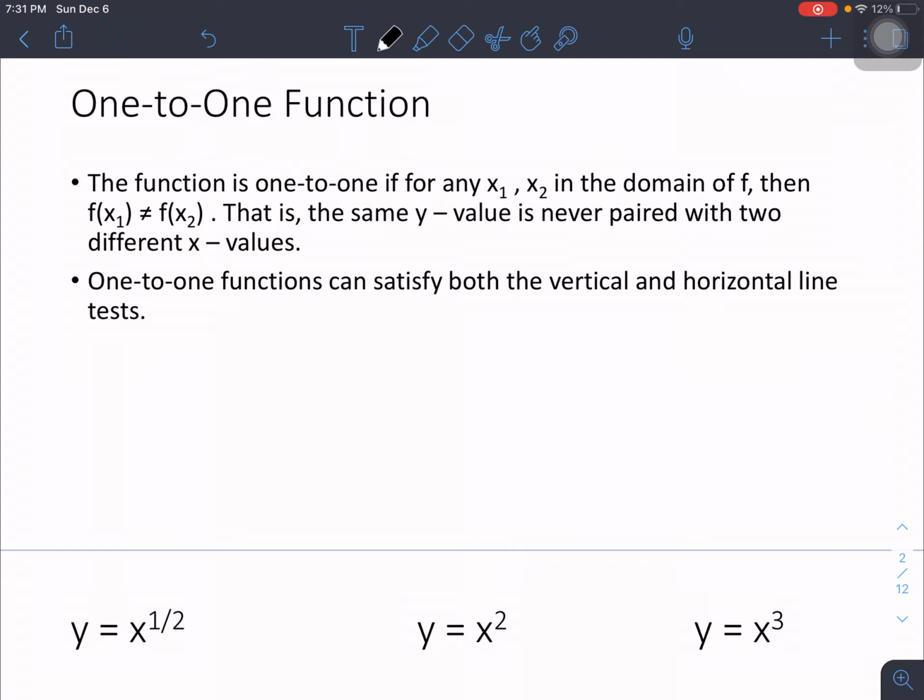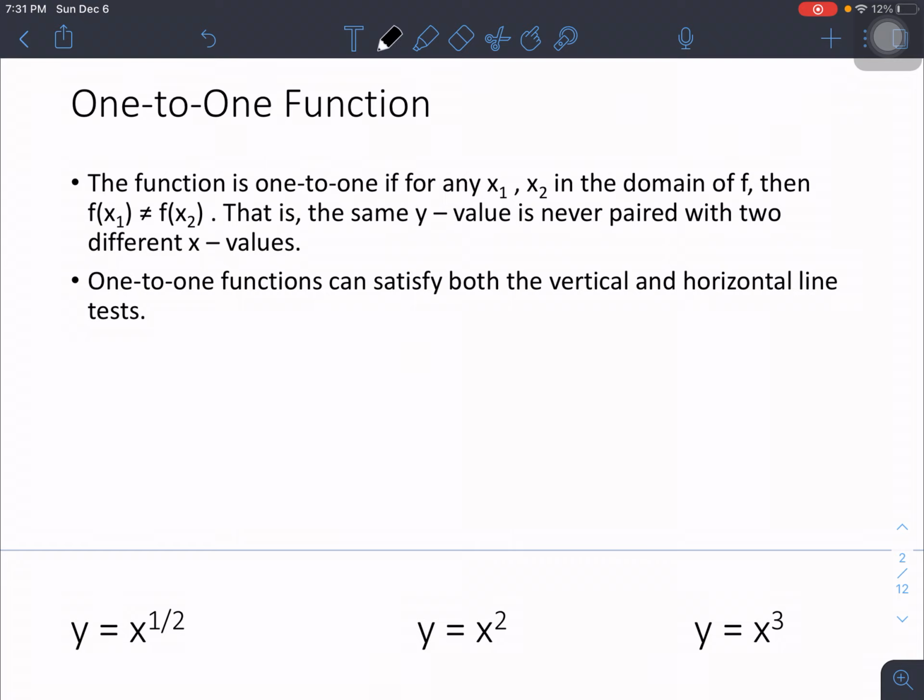Hence, if you have a domain value x sub 1, the function of x sub 1 will not be equal to the function of x sub 2. So you will not expect any same y values to be paired with two or more different x values. That is why it is given the name one-to-one function.